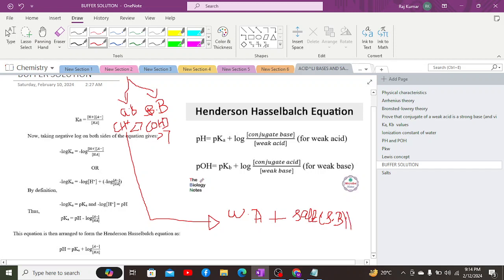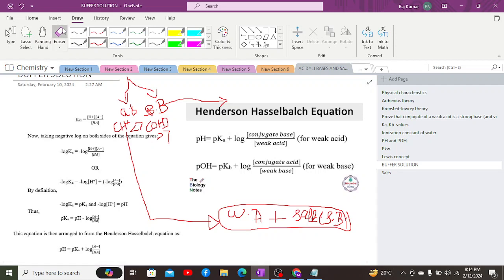Weak acid plus its salt with a strong base. Likewise, a basic buffer would be the same: a weak base and its salt with a strong acid. So this is how we are going to make the buffer.